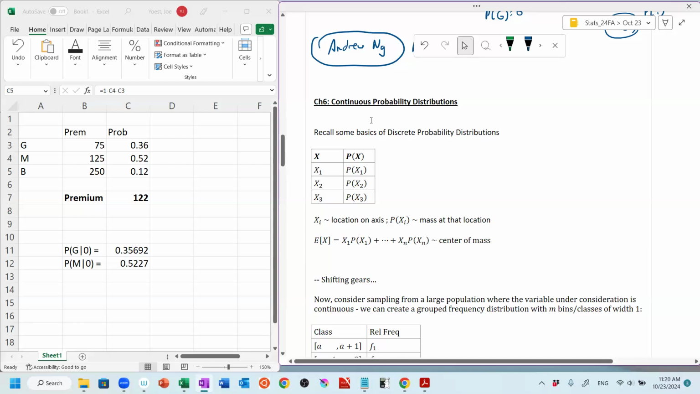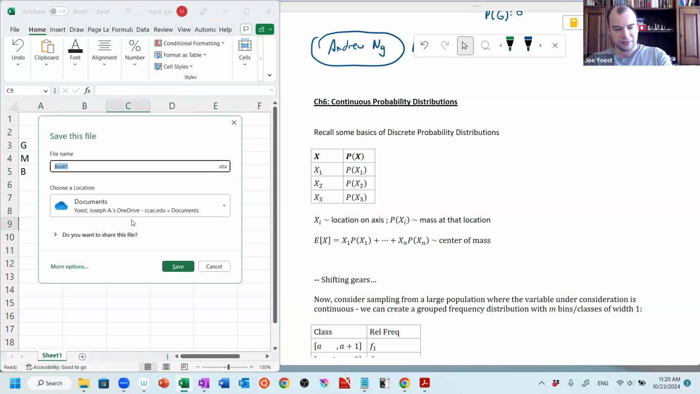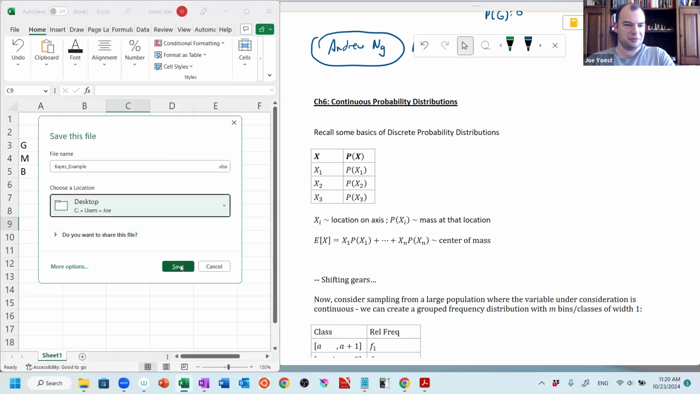Can you put the Excel files on Blackboard, the ones from the last chapter and this one also? Yeah, sure, I can. I've just basically been using this as a calculator. I don't know what I had typed up last time. But let me save this and what should I call it? Bayes example. It always wants me to do this stuff with the cloud now.